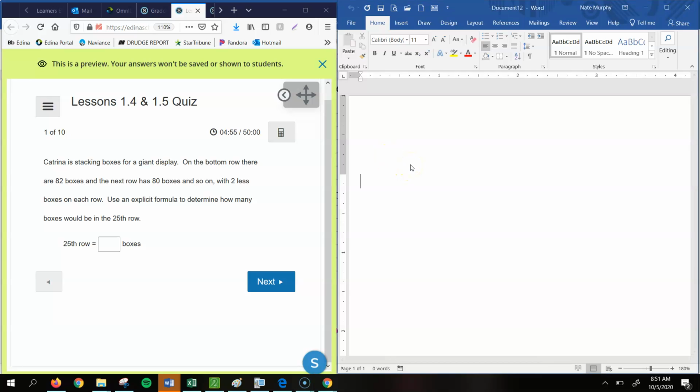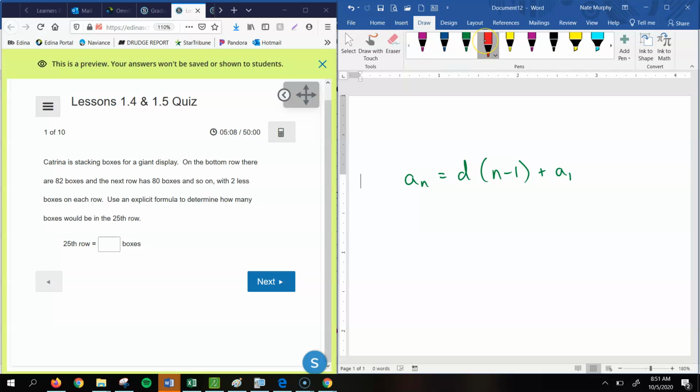All right, so over here on the right, I'm going to write down that explicit formula. Remember, it is our constant difference times n minus 1 plus our first term. For this one, we know that it's 2 fewer boxes on each row, so our constant difference is going to be -2. And we're trying to figure out how many boxes there would be in the 25th row, so I'm going to put 25 in there for n.